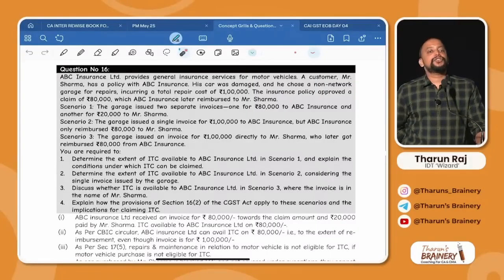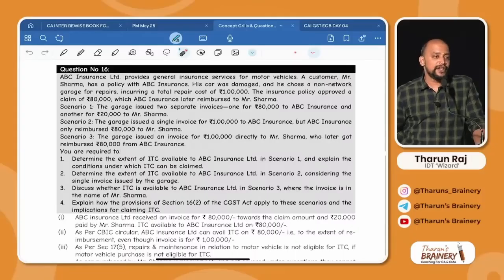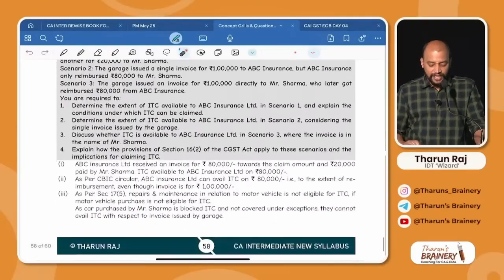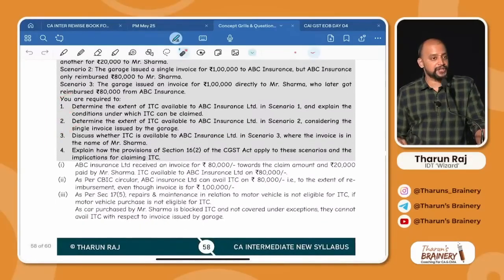first, the insurance company cannot take any ITC even though they reimburse 80,000, as the invoice is not in the name of the insurance company. However, Mr. Sharma cannot take ITC because it's a blocked credit. As the motor vehicle purchased is not eligible for ITC, insurance is also not eligible for ITC. You got it? So that is the answer for the first question, second question and third question.